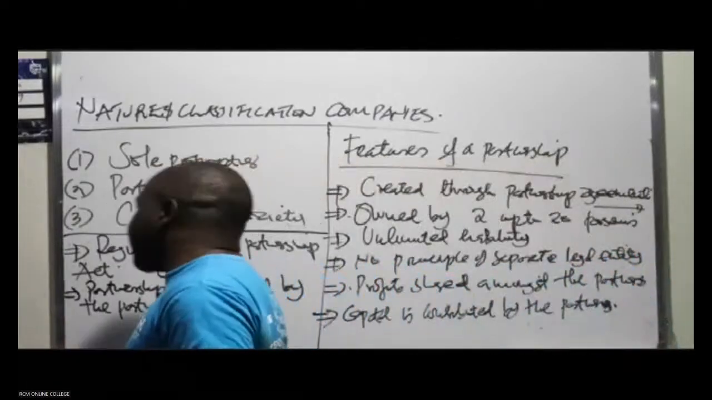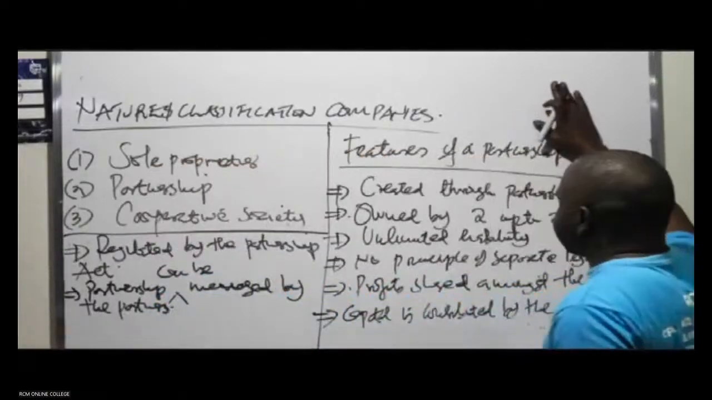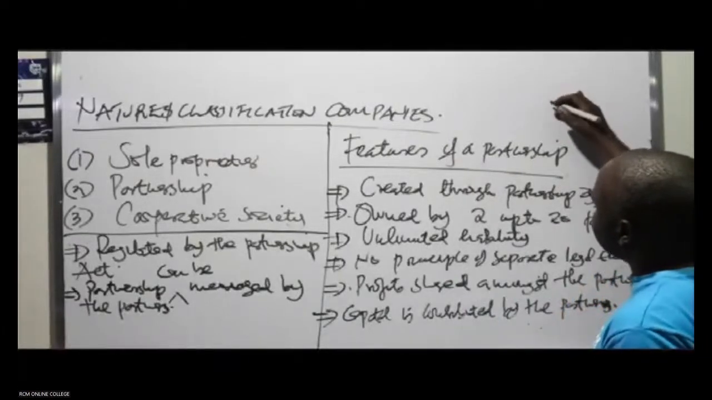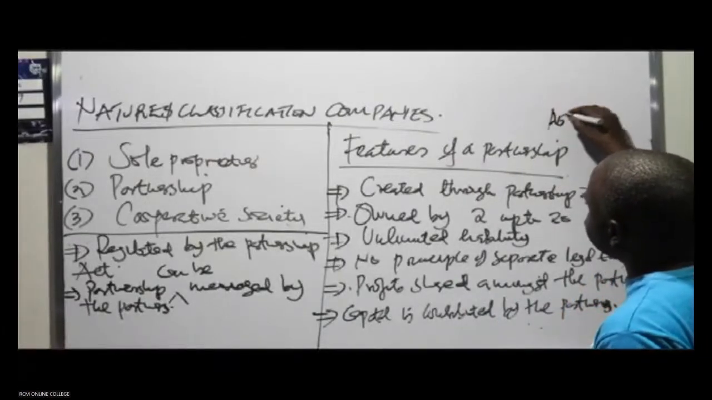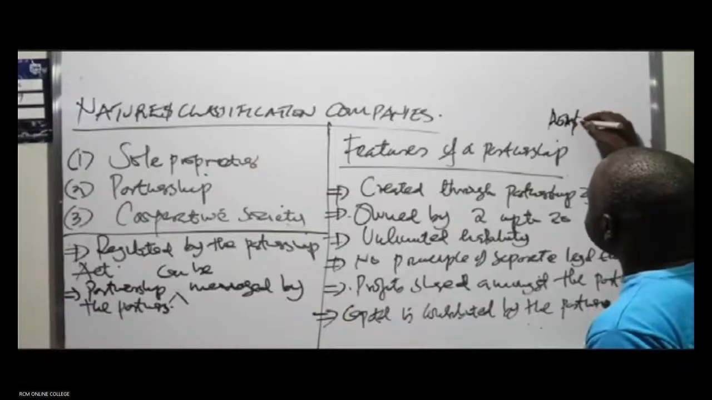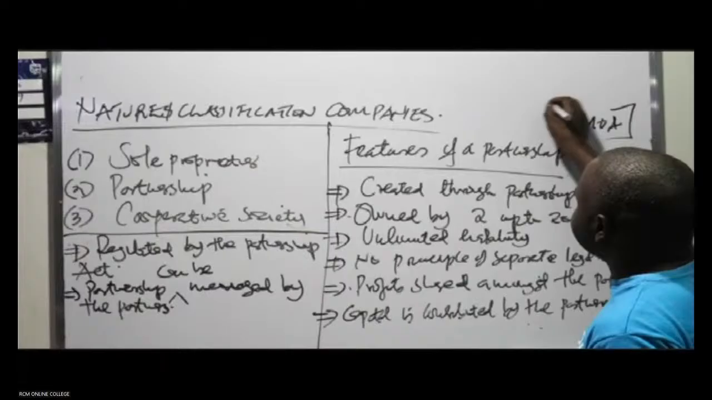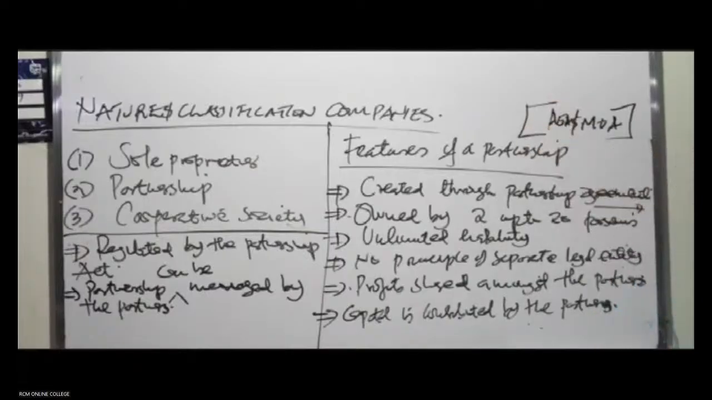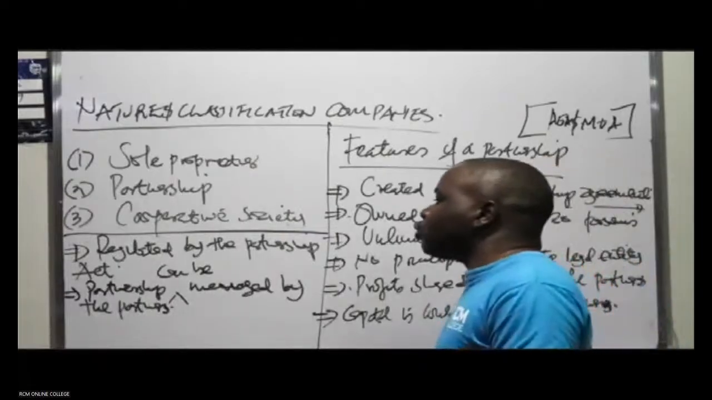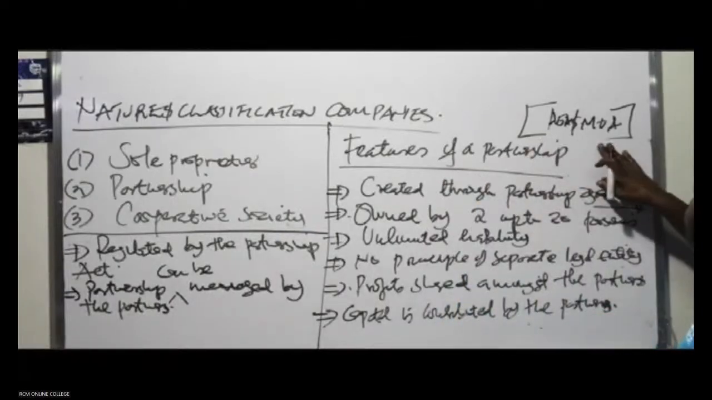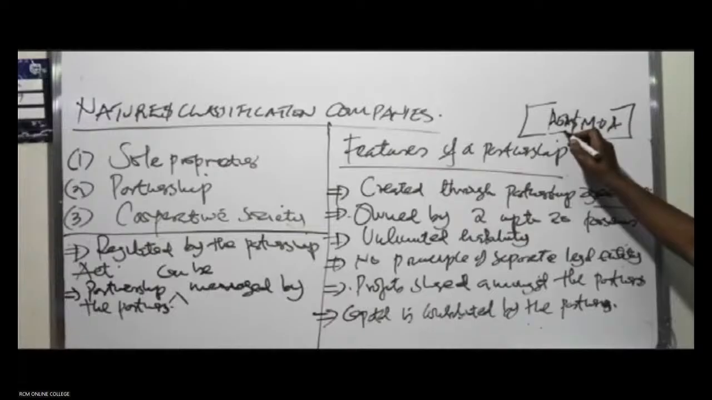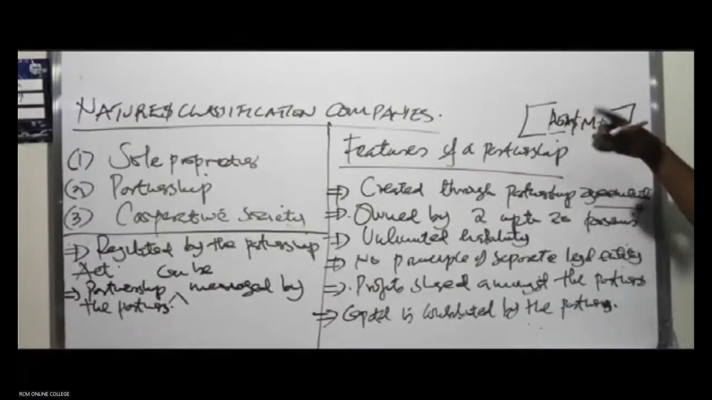If you look at the other side, the company, there is a document we call the Articles of Association, and also what we call a Memorandum of Association. These are the regulatory documents that guide how the affairs of the company will be managed. We are going to learn more about both in our next topic.